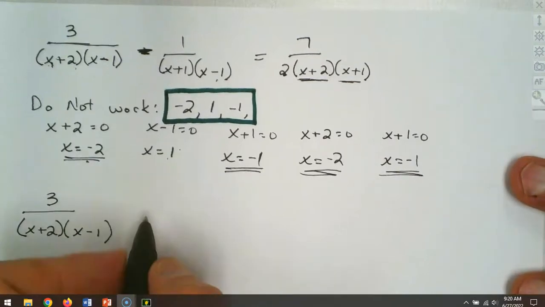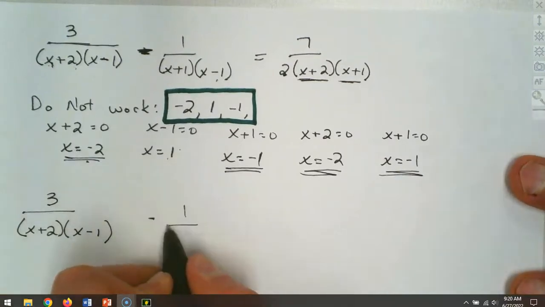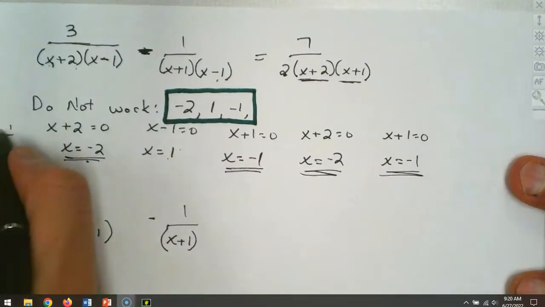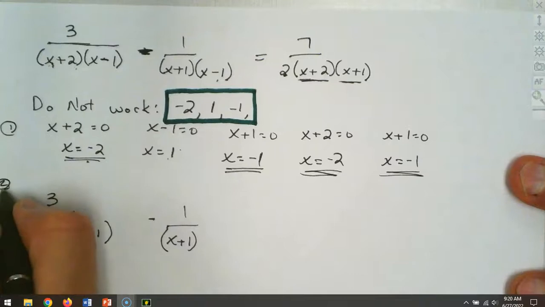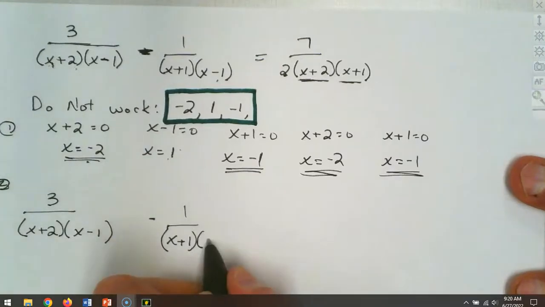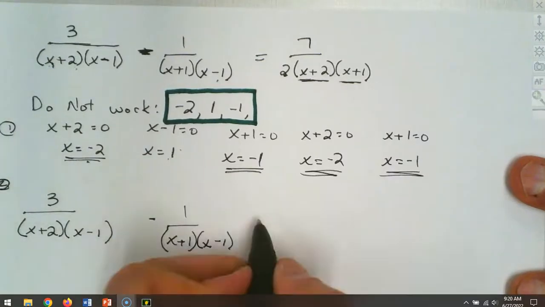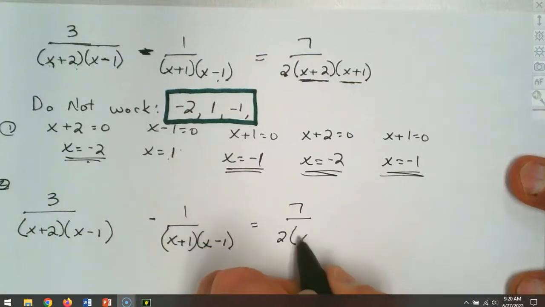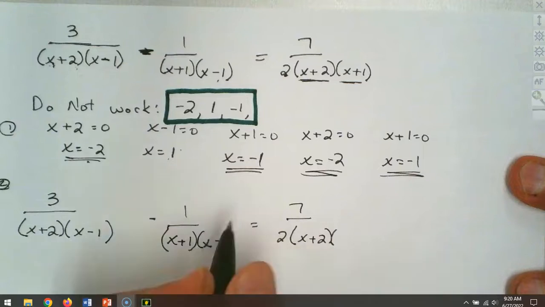I should have left myself some more room, but that's okay, because we're going to clear the fractions next. So that was step 1. Now we're moving on to step number 2. And when we look at this, we need to think about everything that we need to get rid of all the denominators.